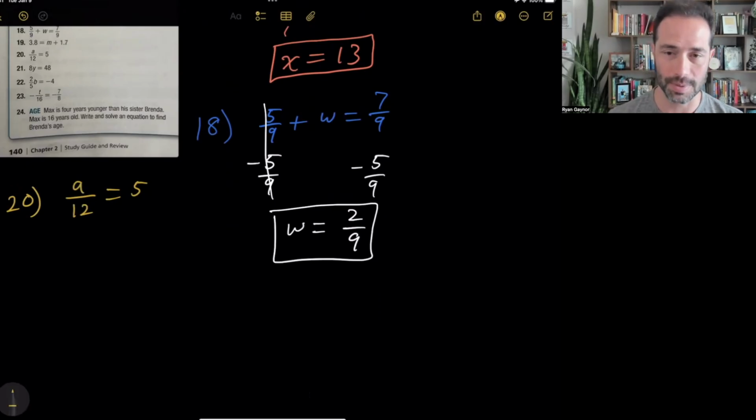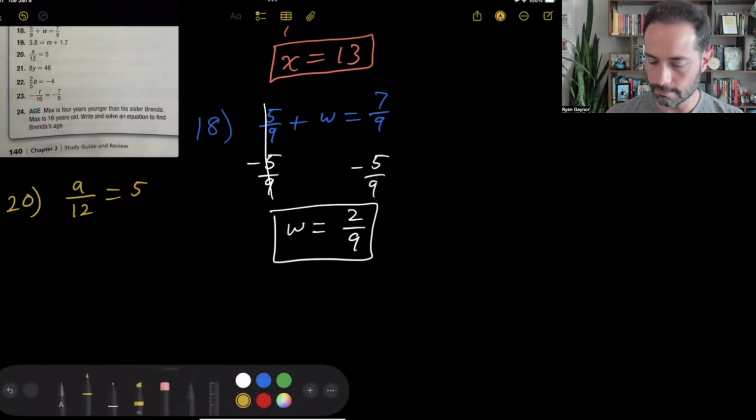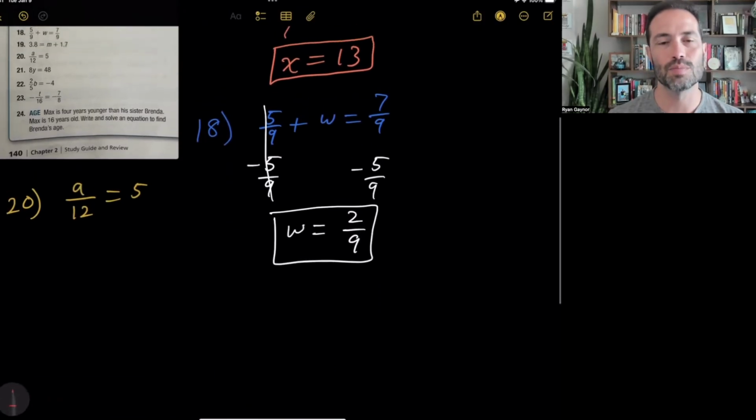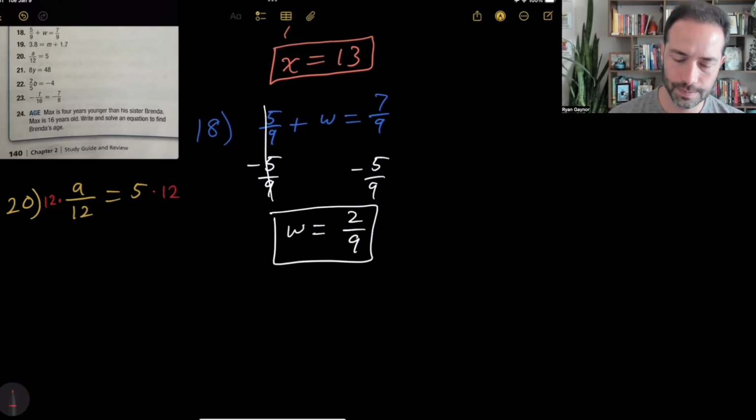So again, we do the opposite. The opposite of dividing is multiplying. So times 12 right here, times 12 right here. So we have 12 divided by 12 on the left side. So that cancels out because the 12 is on top if I'm multiplying by 12 for a fraction. And then we have a equals 5 times 12.